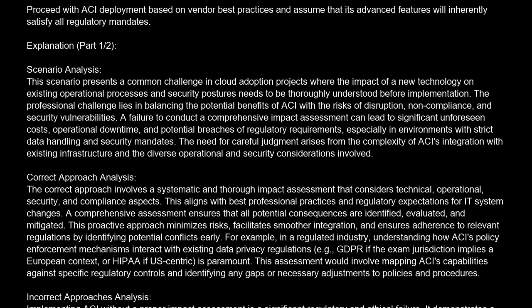For example, in a regulated industry, understanding how ACI's policy enforcement mechanisms interact with existing data privacy regulations, e.g., GDPR if the exam jurisdiction implies a European context, or HIPAA if US-centric, is paramount. This assessment would involve mapping ACI's capabilities against specific regulatory controls and identifying any gaps or necessary adjustments to policies and procedures. Incorrect approaches analysis.